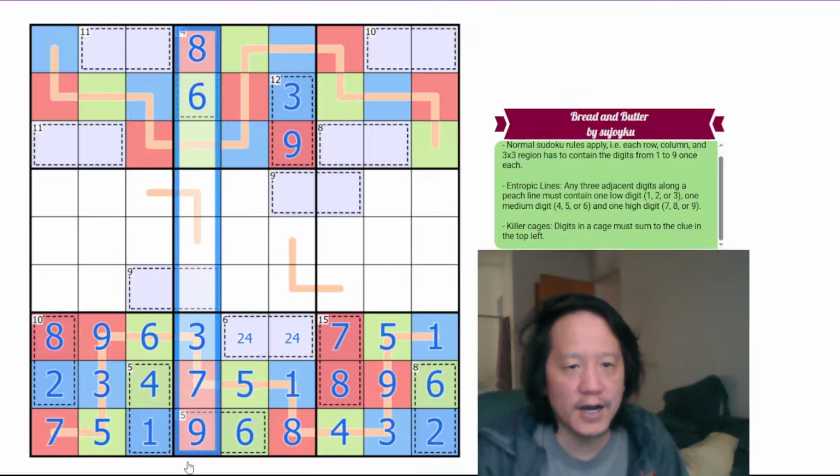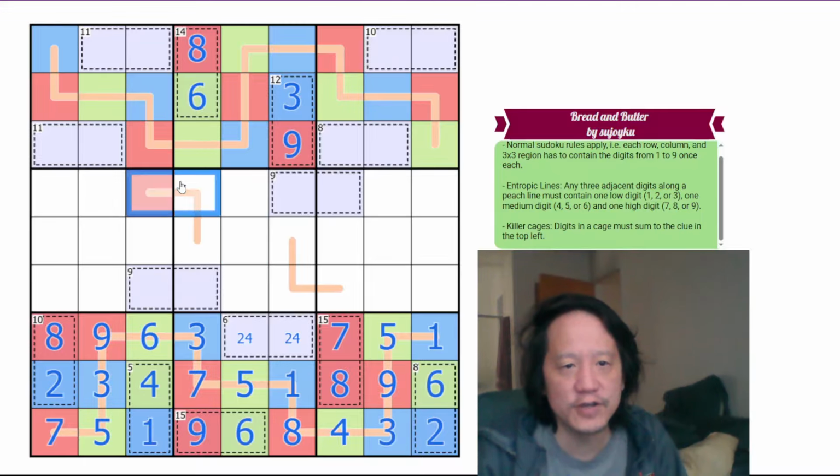Well, we have 3 highs in column 4. So this cannot be high in either of these cells, so therefore this must be high to satisfy the entropic line, and one of these is low, one of these is middle. Since one of these is middle, we have 2 middles here. That's 3 middles in the rest of column 4, so this can't be middle, it's low.